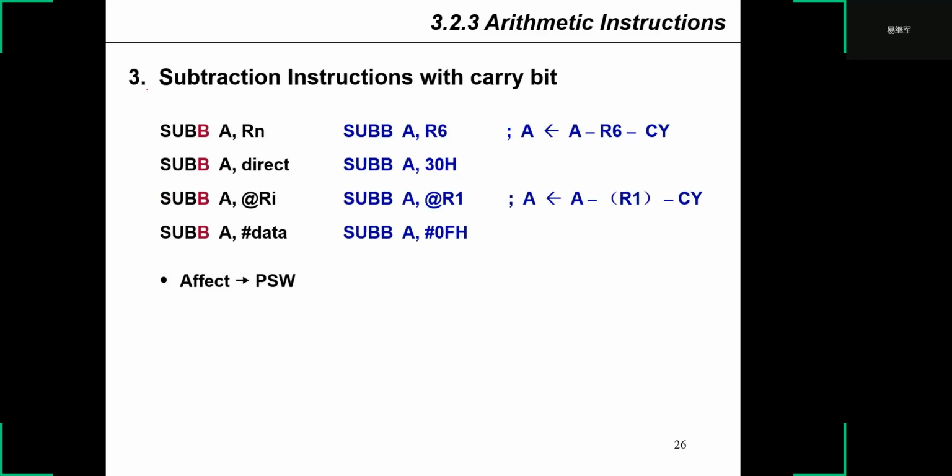Subtraction instruction with carry bit, SUBB A, R6, which means A minus R6 minus CY, and the result is saved to A. This instruction also actually has 3 parts.